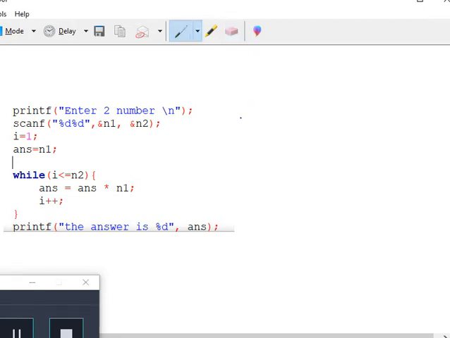Unsa may nahitabo ato? So let us try to run this in our mind. Unsa gyud nakita sa atong compiler. So here we inputted n1 is equals to 2 and our n2 is equals to 3. Okay, our i is equals to 1 and our ans is n1. So our ans is now equivalent to 2. In our first iteration, the value of our i is 1, and our n2 is 3. So this is true.